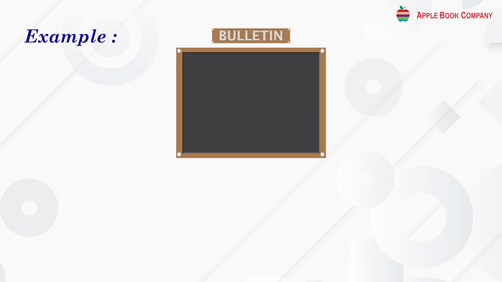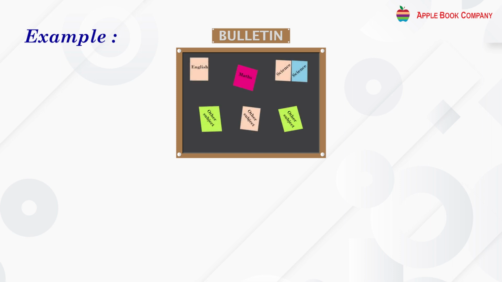Example 4. The class bulletin board has been divided into 7 sections. One section is allotted for English, one section for math, and two sections for science. The remaining is set aside for other subjects. What fraction of the bulletin board is allotted for other subjects?